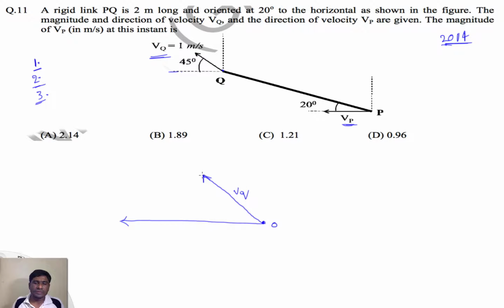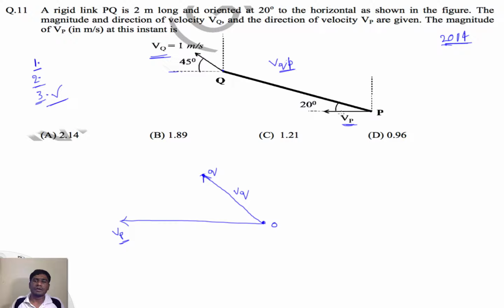Vq. So this is a known vector. So this ends here, and its magnitude is known to us. So let's say this is Q, and this is a velocity vector Vp and its magnitude is not known. So that's why I have randomly drawn some horizontal line. And here, according to the third point, we need to draw the other velocity, that is, the relative velocity of Q with respect to P.